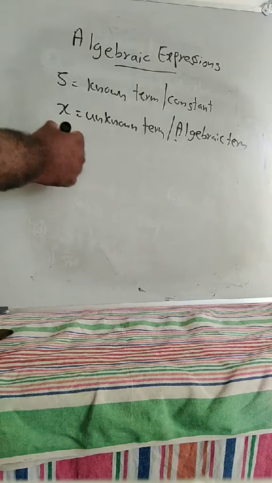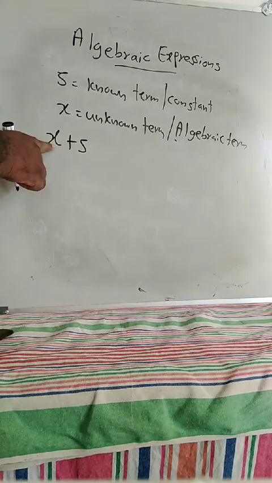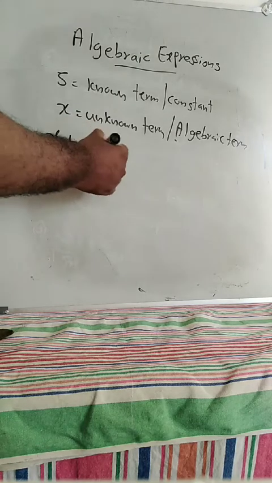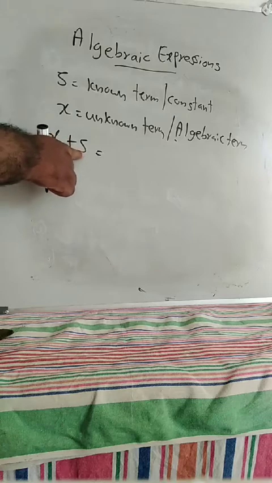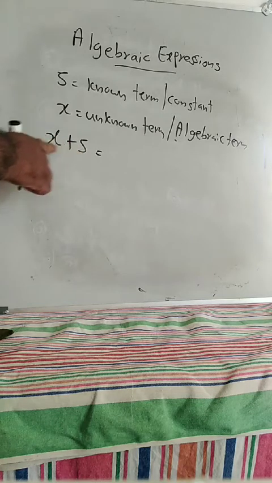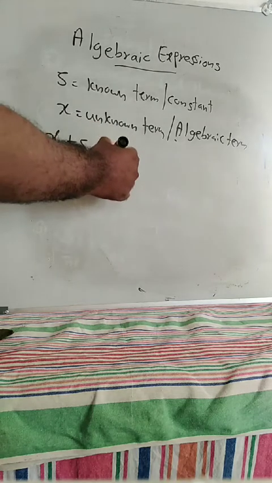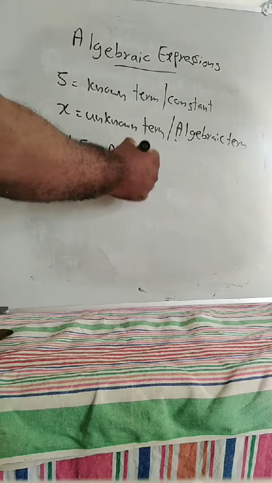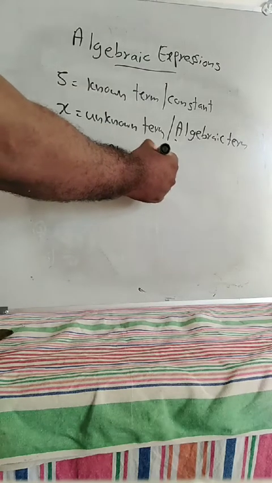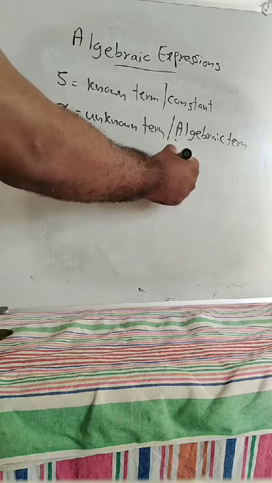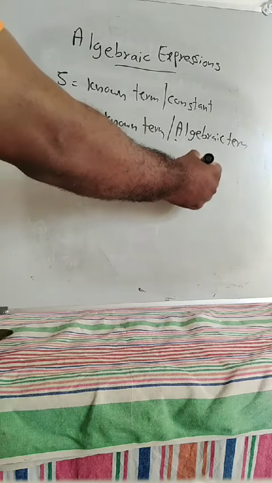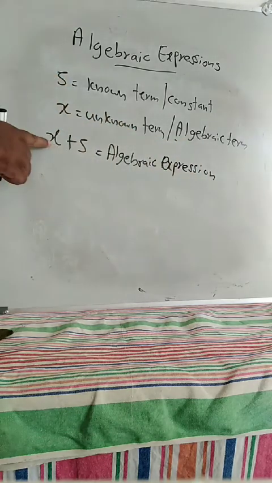Then x plus 5. Here x is the unknown term and 5 is the known term. When adding an unknown term and a known term, we call this an algebraic expression. When a known term and an unknown term are there, it is an algebraic expression. Now you know what algebraic expressions mean.